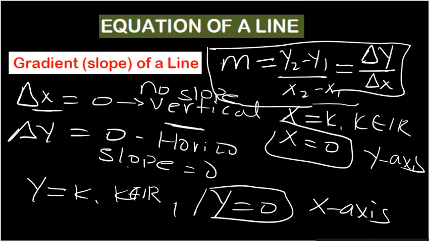So x is equal to 0 coincides with the y-axis. It is an equation of y-axis. And y is equal to 0 is the equation of x-axis, because the horizontal line will coincide with the x-axis.